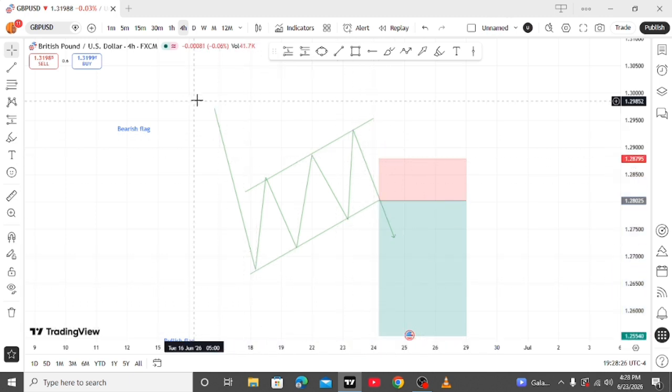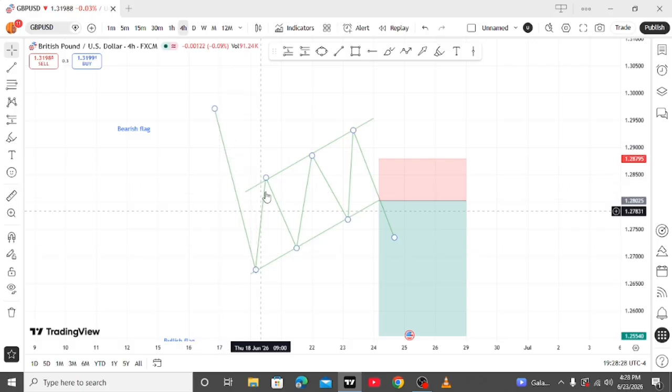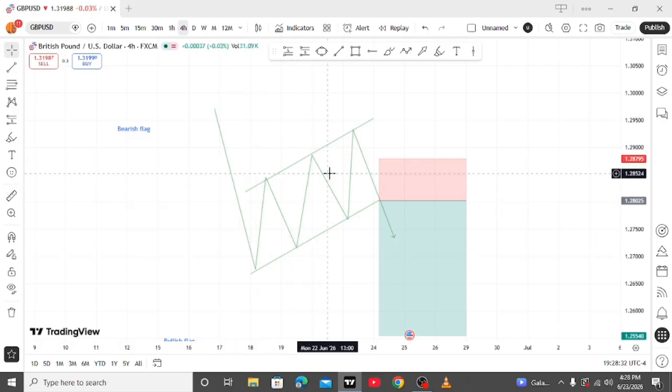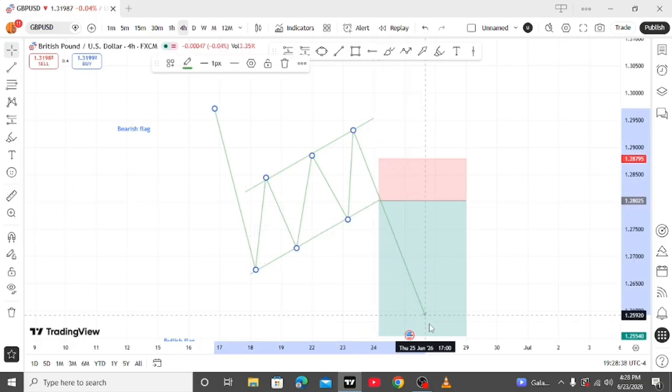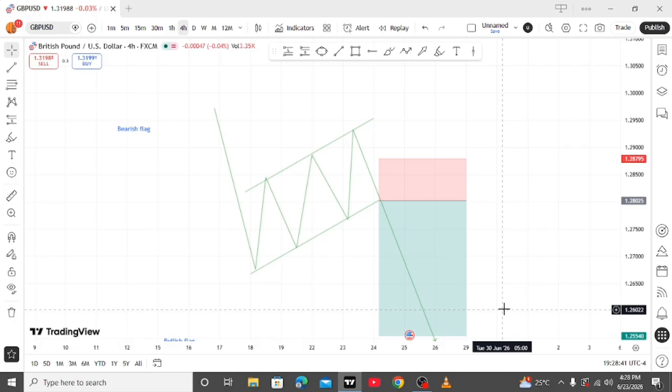The market has been going down, started like this, then consolidated to the upside, and we're expecting the market to go down more. So this is where we enter a short position, and what do we expect? We expect the market to go down to our take profit.